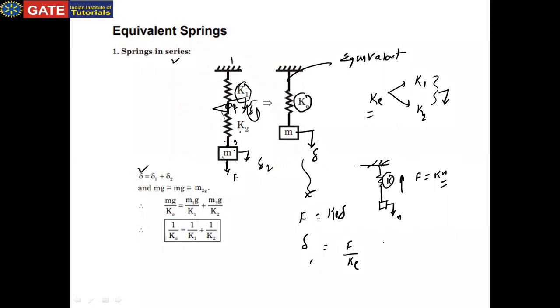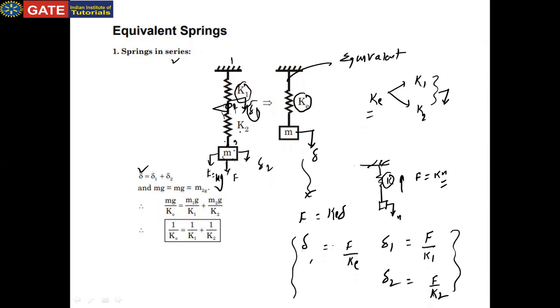So similarly, for delta 1, what is delta 1? Instead of F, it is the mass, mass in the sense weight. If I write the weight, force, you can say M into G. So I'm not writing M and G, simply I'm saying force, downward force. So delta 1 will be F1 divided by K1. Because force or mass will be the same, I'm not writing F1, F2. Similarly, delta 2 will be F upon K2. Agree with me? Yes, sir.